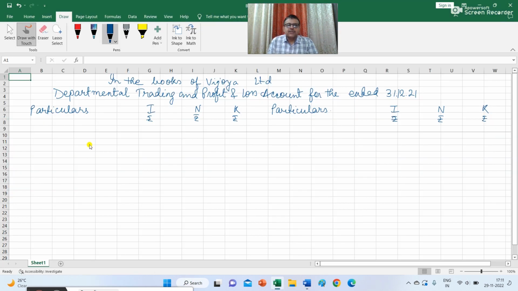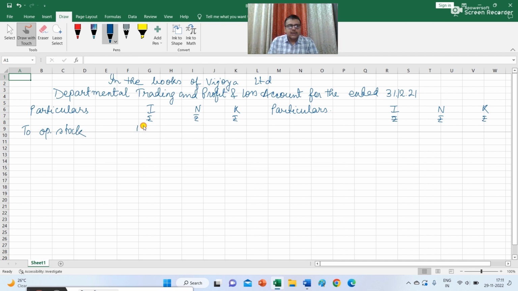Here I have prepared the structure of the departmental trading and profit and loss account. So we have to prepare this trading and P&L account in the books of Vijaya Limited. On the debit side, we have three departments I, N and K, and on the credit side, we have the three departments I, N and K. So the first item that we are going to write here is regarding the opening stock.